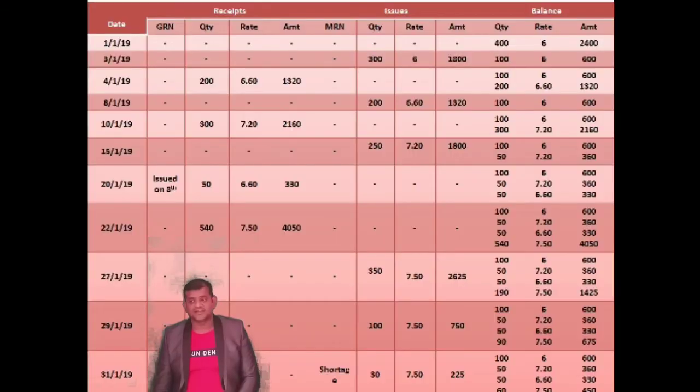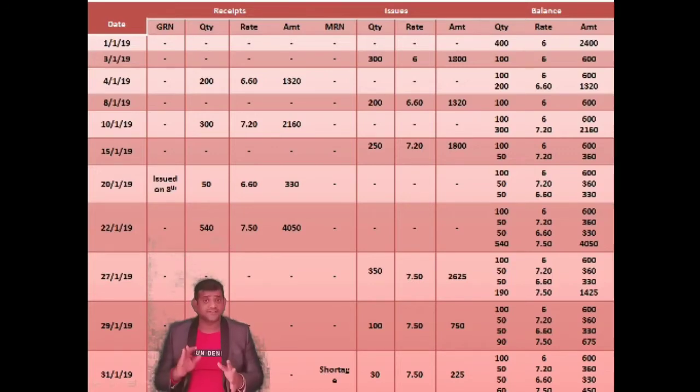Now it is time to open the stores ledger account. First column is date. Second column is receipts, under that GRN, quantity, rate and amount. After this, we move towards the issues column. Issues column will have 4 sub columns, that is MRN, quantity, rate and amount. And at last, the balance column, which will have 3 sub columns, that is quantity, rate and amount.